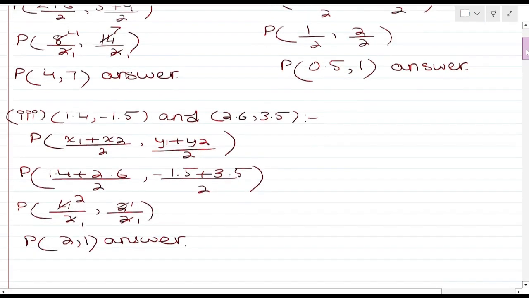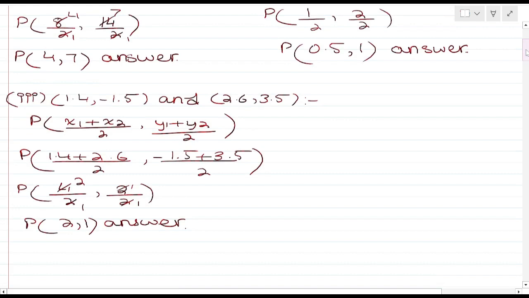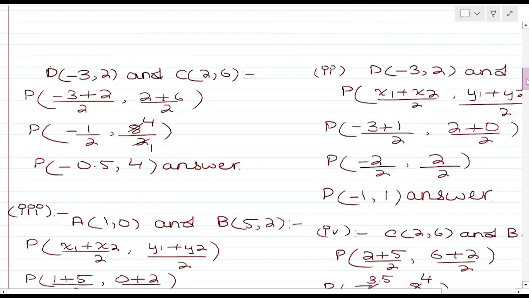Here we have (1.5, negative 1.5) and (2.6, 3.5). So what will we do? Here we will again add 1.4 with 2.6, which are the values of x1 and x2, and then divide that by 2, comma (y1 plus y2) divided by 2, which is negative 1.5 added with 3.5. So 1.4 and 2.6 together bring 4. 4 divided by 2 is 2, and minus 1.5 added with 3.5 is 2. So 2 by 2 is just 1. So our midpoint is (2, 1).